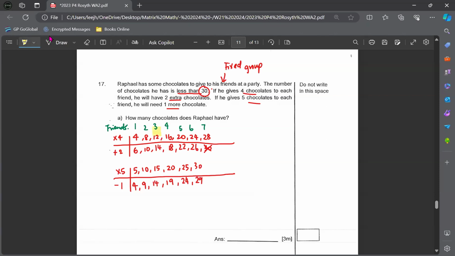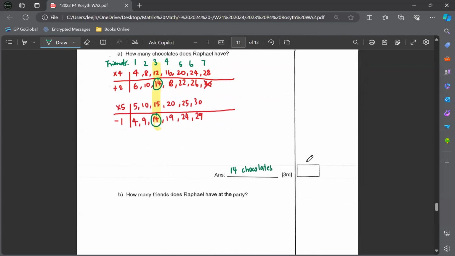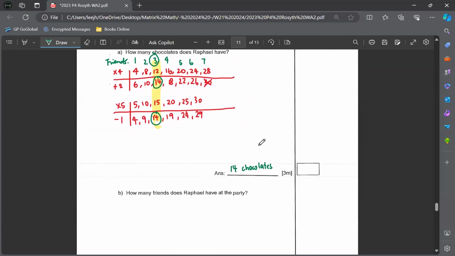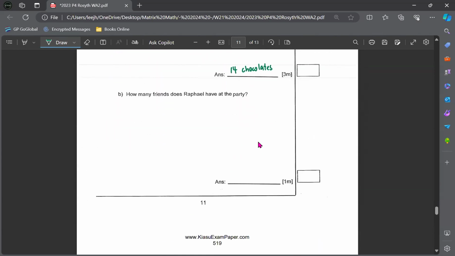So if you look at this, it will be none other than this one. Can you see? It is 14 chocolates, 3 friends. So question A is asking for the number of chocolates. The answer will be 14. And the number of friends, once you get the listing method out, you straight away know, is the fixed rule. The answer is 3 friends. So write down 3 friends. Once you have the listing, you will be able to see your answer clearly.